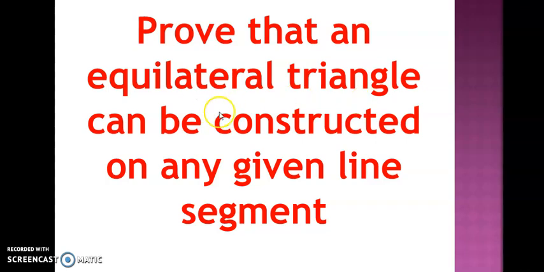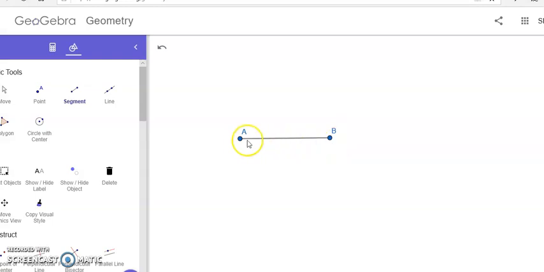Here they have given that you should construct an equilateral triangle on any given line segment. Yes, here what is given in this theorem? Yes, they have given a line segment. On that line segment you have to construct an equilateral triangle. Okay, let me show how to construct an equilateral triangle on any given line segment. For that we need a line, no? So let me draw. Yes, here I constructed a line segment AB.